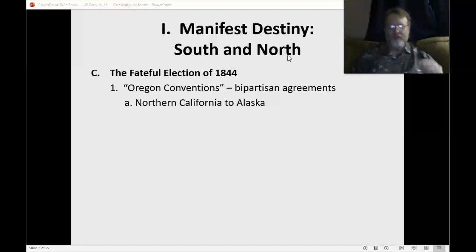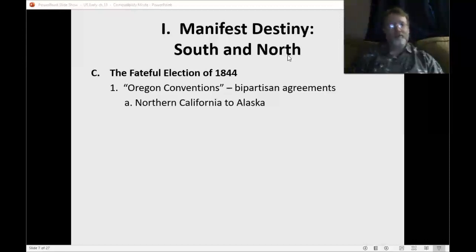This was the region that went from about 54°40′ latitude all the way up to Canada. Well, no. Actually, what they were calling for was all the way to Alaska. To be truthful, we don't get all that. But they were actually calling from 54°40′, which is around Oregon, not up to Canada, but actually all the way to Alaska. All the way up is what they wanted. And that's these Oregon conventions.